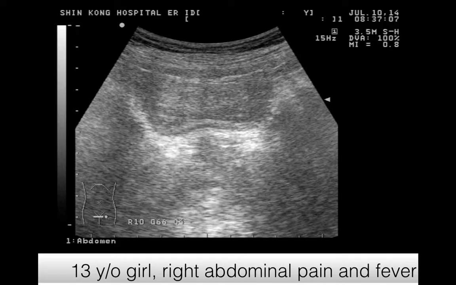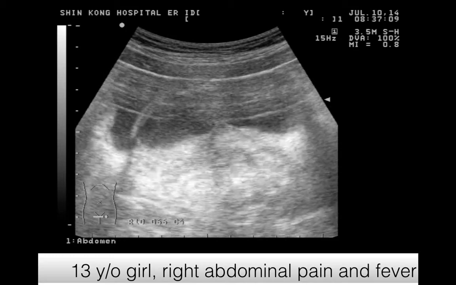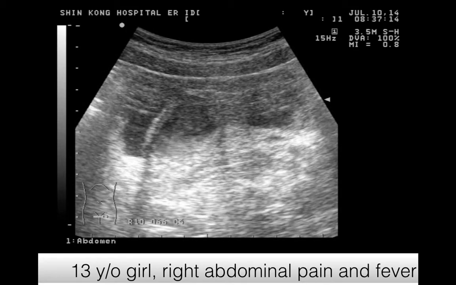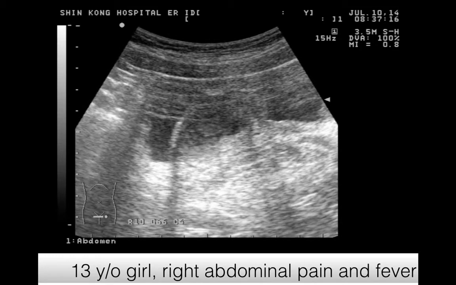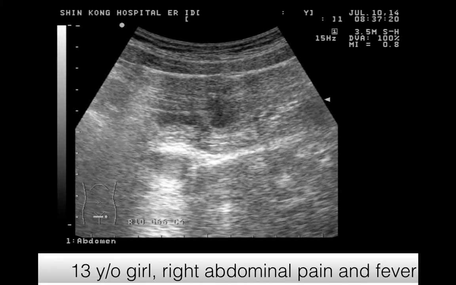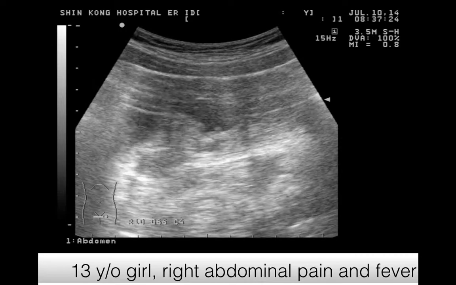And sometimes we will encounter structural abnormality, especially in pediatric patients. The frequency is even higher in adults. In pediatric patients, sometimes we will encounter this kind of special situation. 13 years old girl got right abdominal pain and fever. See this unique and specific structural abnormality. Scan the bladder, transverse view.